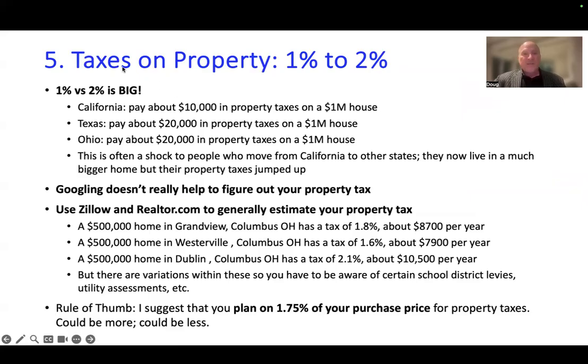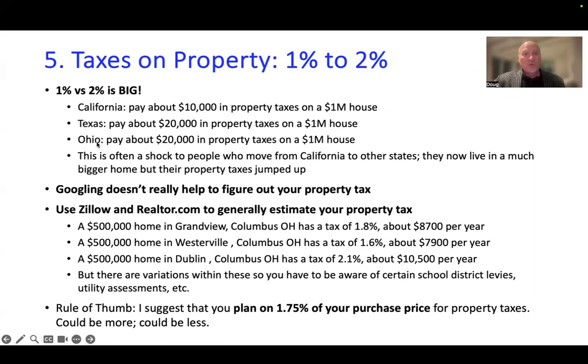Now let's wrap this up by talking about taxes on property and then sales taxes. Taxes on property are 1 to 2%. Doesn't sound like much until you realize that's on the value of a house. We're talking $500,000 houses, $1 million houses. That's a lot of money. California, they're about 1%. So the $1 million house in California, that person's paying about 10 grand a year in taxes.